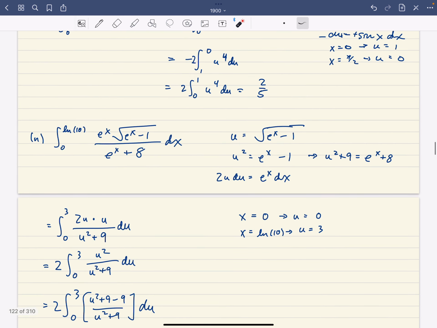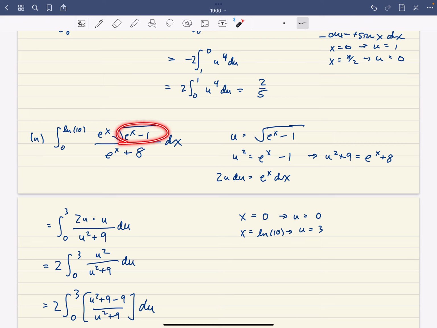And so let's just think about how everything balances. We do have to change the bounds. When x is 0, we get e to the 0, which is 1 minus 1, so u is 0. And when x is natural log of 10, e to the natural log of 10 is 10. 10 minus 1 is 9, and then square root of 9 is 3. So our bounds go from 0 to 3. Let's look at how everything balances out. I think the actual substitution part is the trickiest. So our e to the x dx became 2u du.